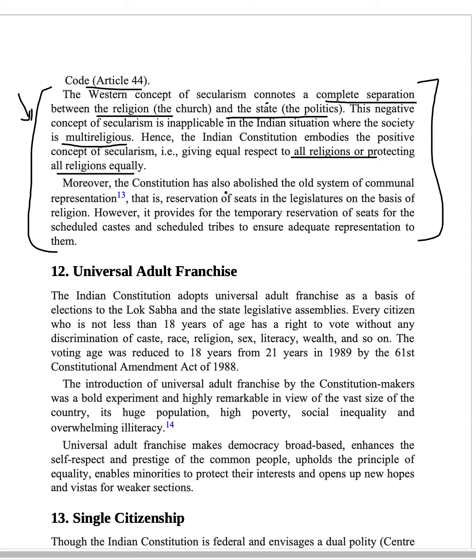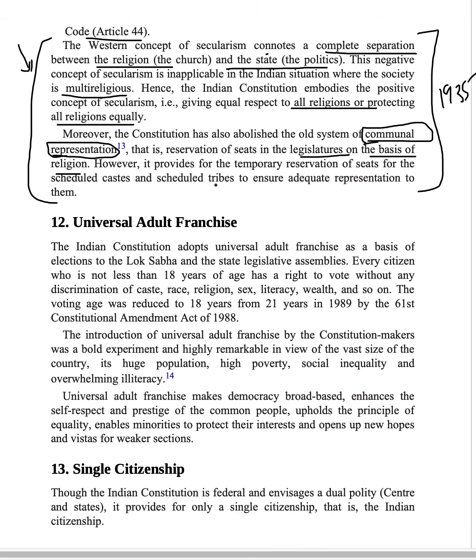Moreover, the constitution has also abolished the old system of communal representation, that is, reservation of seats in the legislature on the basis of religion. So you know this particular communal representation, who started it? It was started by the parliamentary reforms in 1909, and then Muslims got these communal representation rights. Then it was extended further in 1919 to Sikhs, Anglo-Indians, and Christians and all. And then in 1935, it was extended even further. So just remember the history. Many questions are asked based on it.